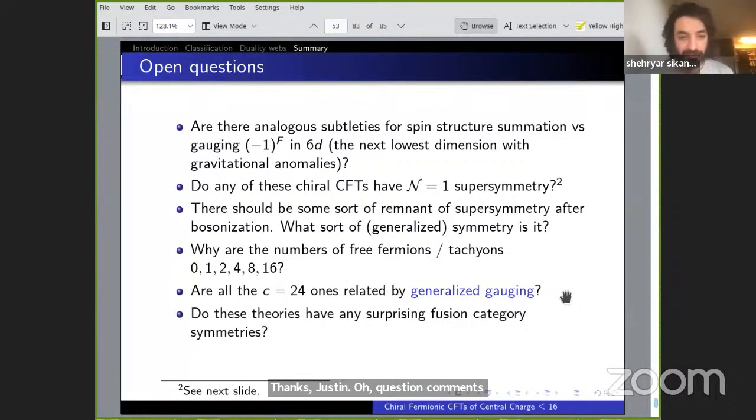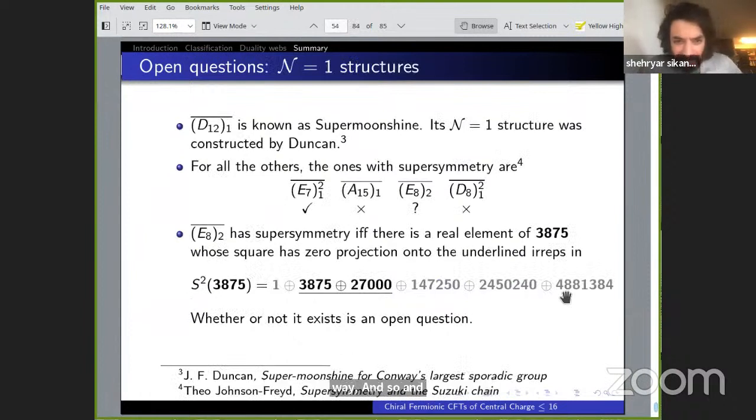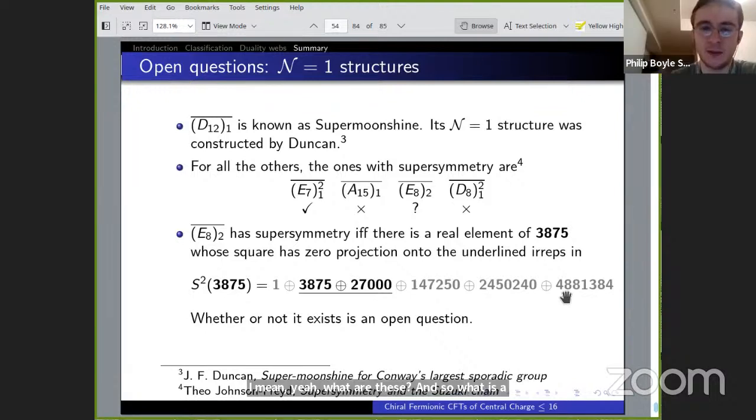Maybe on the last slide, I'm sorry if you're tired, by the way. Not at all. On the last slide, there were some numbers flashed. What are these? So what is a real element of 3875? This is what you get when you fire up Mathematica, import LieART, and decompose the 3875 times the 3875 into irreps.